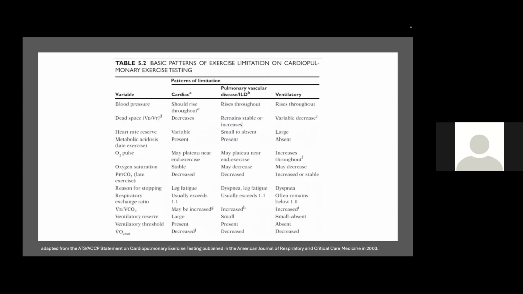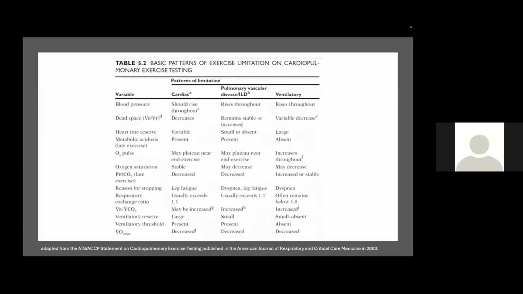So the peak VO2 will be low, and we cannot identify anaerobic threshold in ventilatory limitation. So it will be absent. You cannot identify it at all, typically, in ventilatory limitation. The slope of VE to VCO2 will be high, and the reason for stopping is typically shortness of breath. Peak CO2 will be increased or stable, and the patient will desaturate.